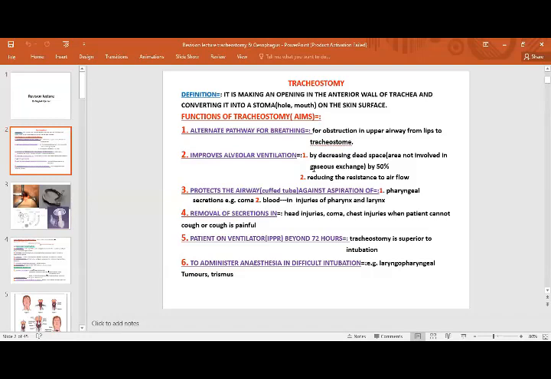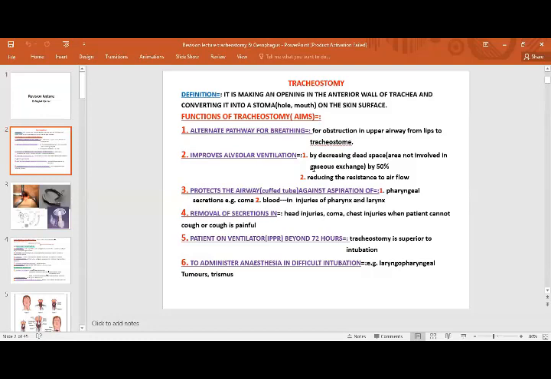Now, removal of secretions. If the patient is in ICU or in a comatose condition, he has many injuries, so they cannot cough properly. So a lot of secretions pile up in the throat. So this is one of the ways to immediately clean those secretions.